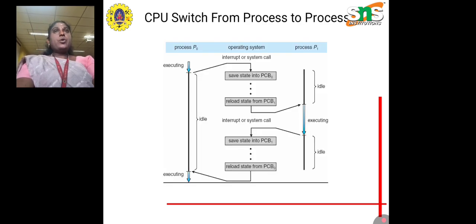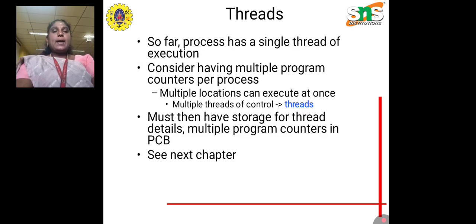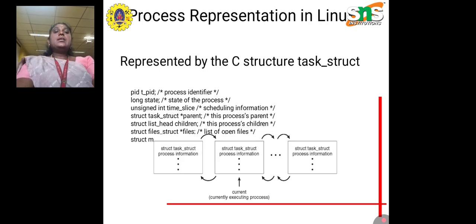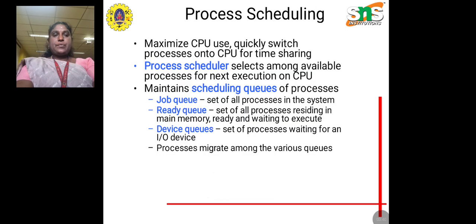The CPU is switched from one process to another, involving the processes and the operating system. We have threads too, where a single thread of execution is carried out with multiple program counters per process, so multiple locations can execute at once. We have storage for thread data and multiple program counters in the PCB, and so on. The process representation in Linux is where you have the basic structure of a Linux environment, with the code given.